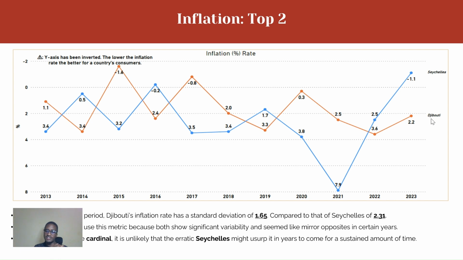But even though we're seeing that Seychelles is going downwards, just because of that variability, there's a chance that it might still spike up in the opposite direction, in which case it might even go above what Djibouti's rate will be. And so, because of this aspect of variability, there's a chance that it might not usurp Djibouti in time to come. But if that happens, then that will be interesting to observe.